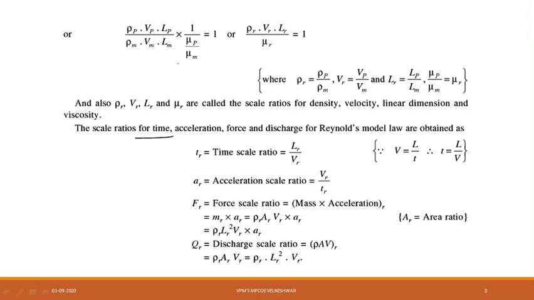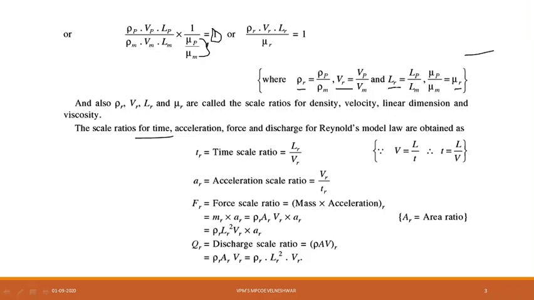Into 1 divided by mu p divided by mu m, that is equal to 1. Here, mu p by mu m is nothing but mu r. What is mu p by mu m? That is nothing but mu r, the viscosity scale ratio for Reynolds number. Next, density, velocity and length for Reynolds number, like Lp by Lm, Vp by Vm. If you see my previous video, you will get all this. That is nothing but mu r.